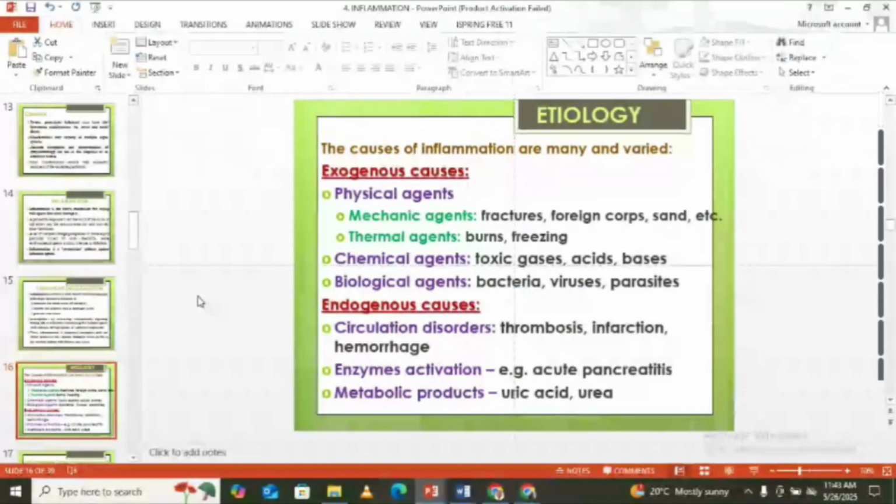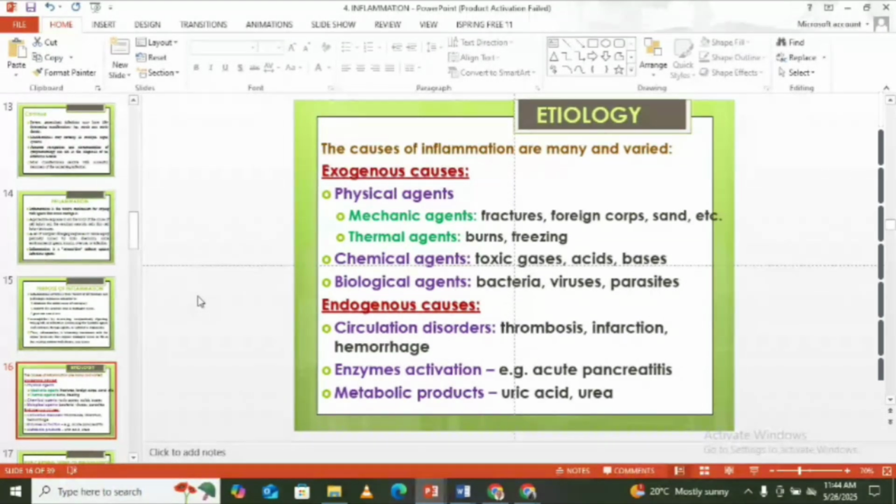We have the causes of inflammation. We have the exogenous and the endogenous causes. Exogenous are external causes, endogenous are the internal causes. Exogenous, like physical agents, in cases of fractures, burns, freezing, exposure to chemical agents, toxic agents, the acids and such like, and exposure to biological agents, the bacteria, the viruses, the parasites. All those that have been introduced, as long as they are foreign to the body, are exogenous causes of inflammation or an inflammatory response.